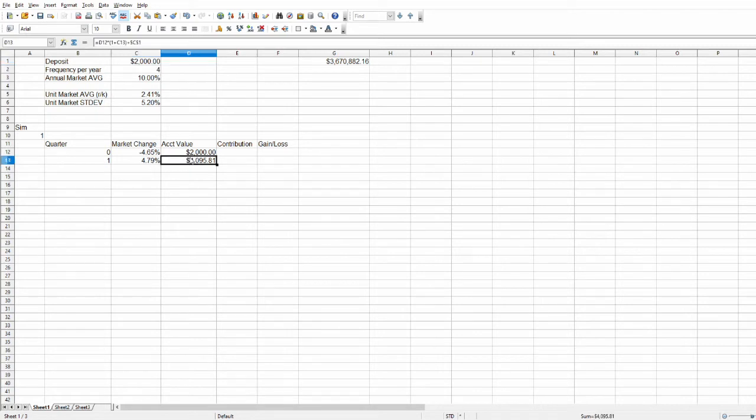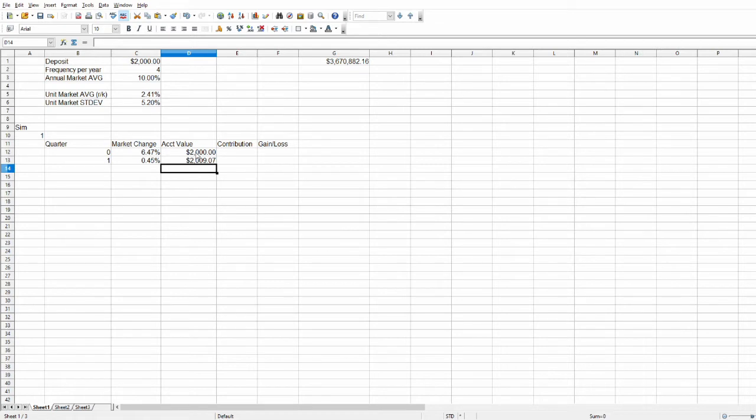So I'm going to delete what's in this cell right here and show you what I'm doing. So I'm going to say equal. Now it's changed to 6.13%. I'm going to take whatever the account value was before. So click on that cell D12, multiply with a little star, open parentheses, 1 plus my market change right here, cell C13, close parentheses. Okay, now I'm going to hit enter, and these numbers are going to change because they're random. So let's look at what happened here.